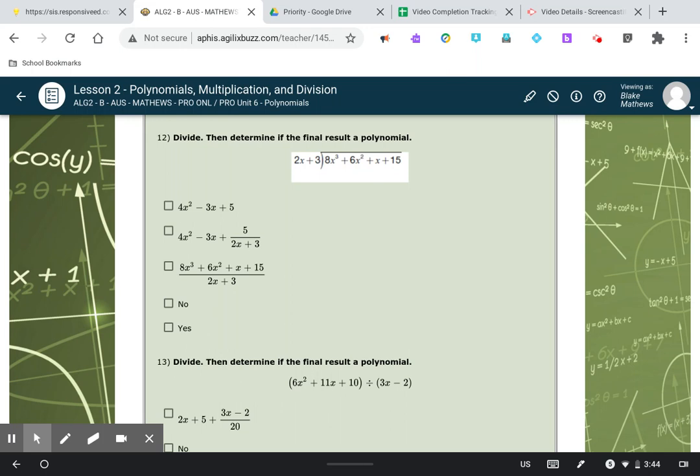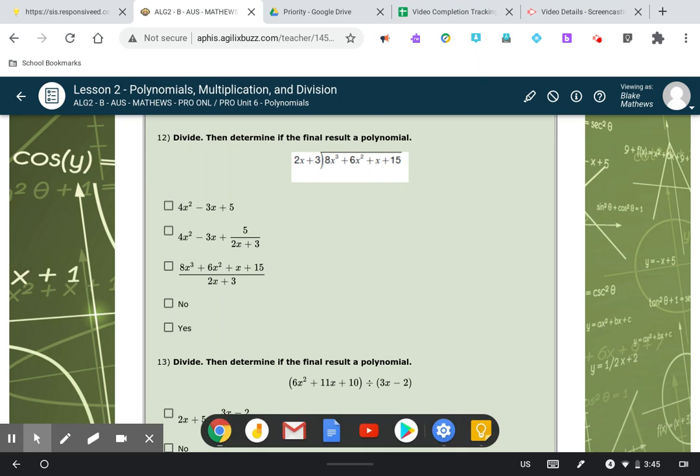All right, this is the polynomial division. Now we're in the second part of lesson 2. I needed to make sure the videos didn't go too long, so I'm going to jump over to another screen to talk about how to do numbers 12 and 13.